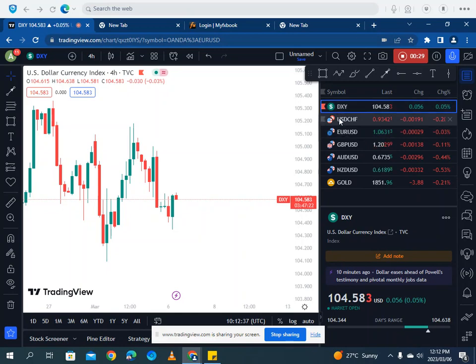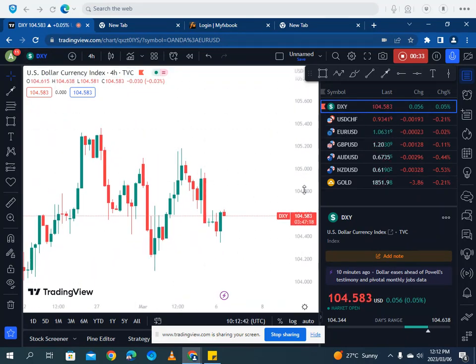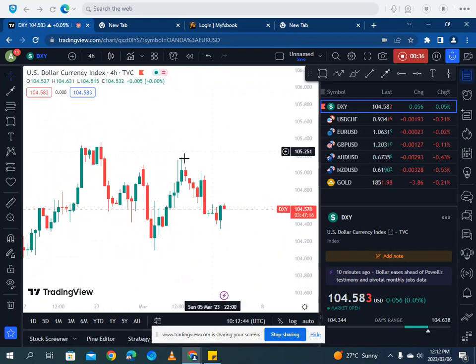The first thing that I do in the morning is to go to my DXY to weigh the strength of the dollar. I want to see what the dollar is doing currently. Is the dollar pushing to the upside or to the downside? Is the dollar strong or is the dollar weak? Because once I get the strength of the dollar, it becomes pretty easy for me to read other currencies.